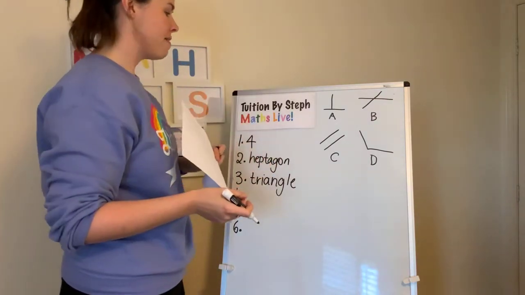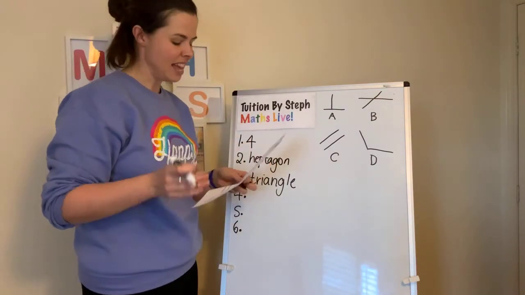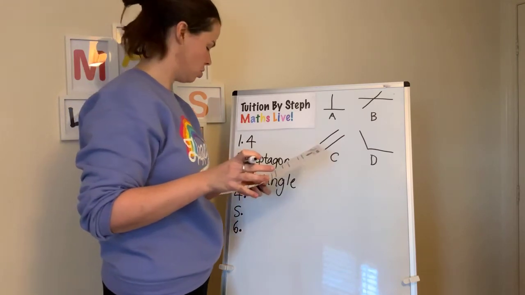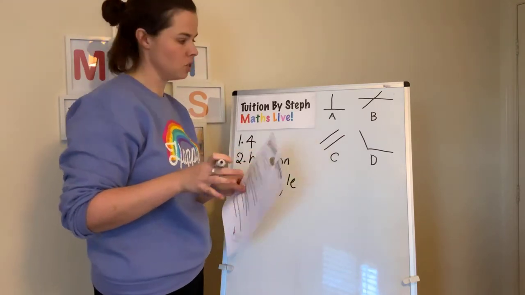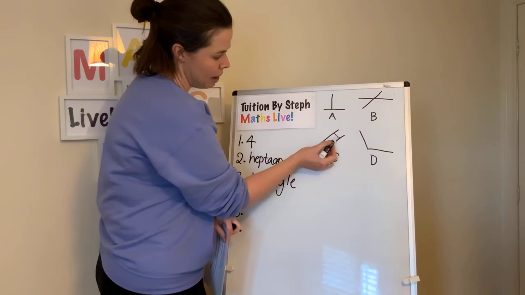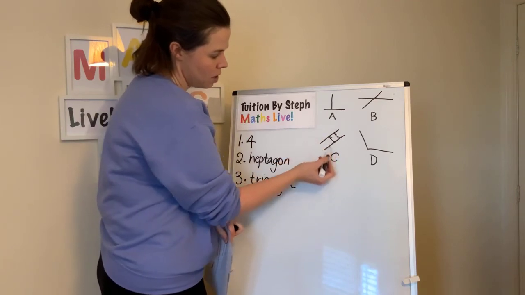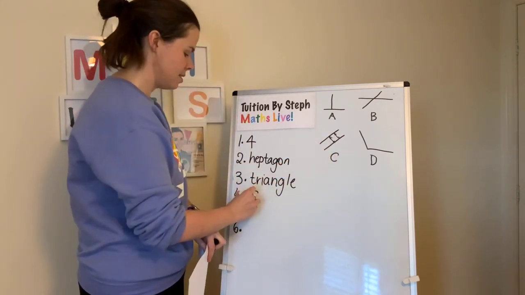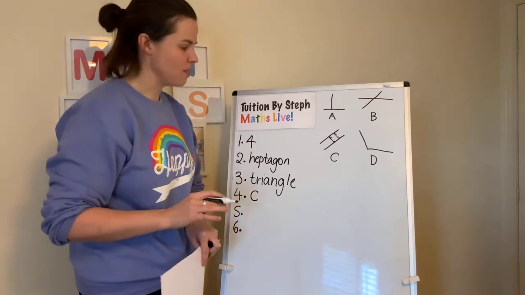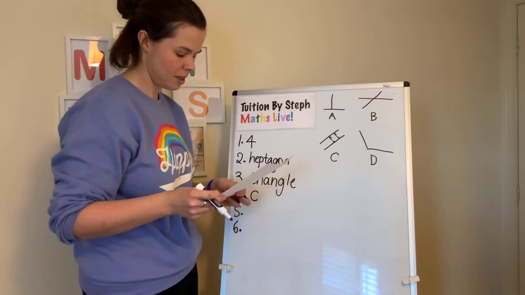Which lines are parallel? Parallel lines never touch, okay? They never touch. So they always stay the same distance apart. So it's C. It's line C, they never touch, okay?